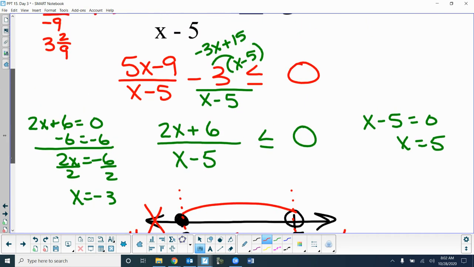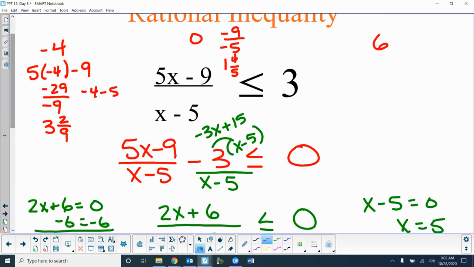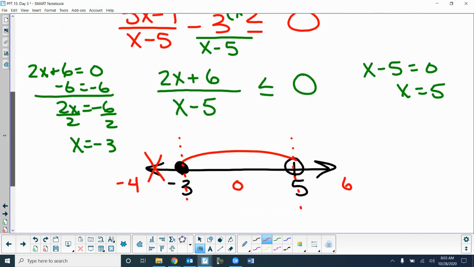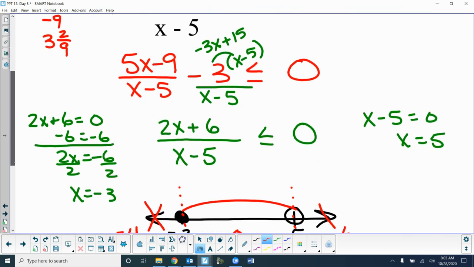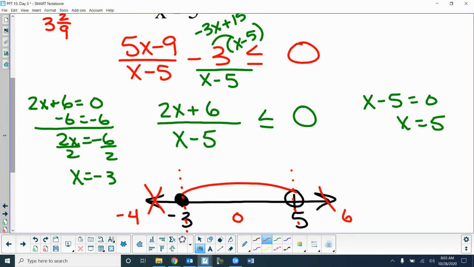Okay? And then we're going to put 6 in. 5 times 6 is 30, minus 9 is 21. And 6 minus 5 is 1. 21 divided by 1 is 21. Is that less than or equal to 3? No. So it's just in between. And usually, if it's in between, it's not either end. But every now and then, we'll get one that'll have in between and then one of the ends, but not very often.